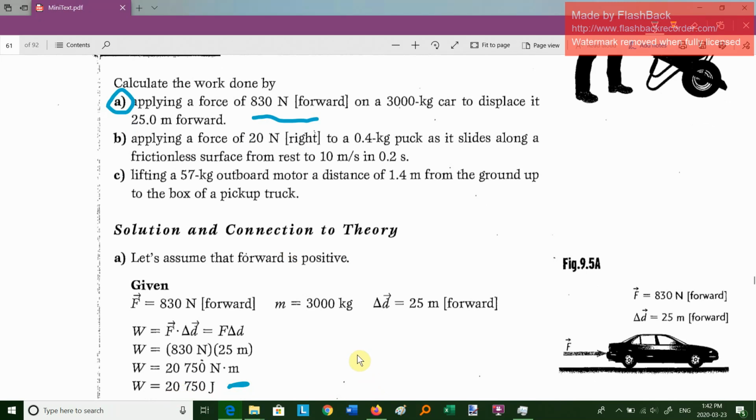Okay. Now the second one says we're applying a force to a 0.4 kilogram puck as it slides along a frictionless surface from rest to 10 meters per second in 0.2 seconds. So my force is 20 newtons. I just got to get the displacement. Again, I'm not going to use the 0.4 kilograms. Don't use the masses here. Don't do F equals ma because this whole business about instantaneous forces versus average forces. So use the given force, 20 newtons, times the displacement.